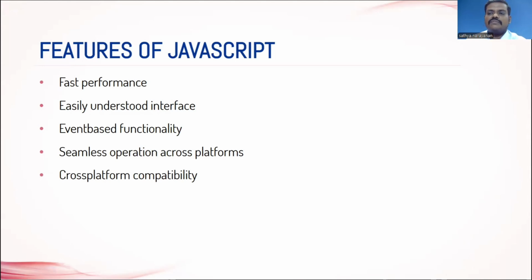Examples of client-side processing are form validations, such as checking empty fields, showing alert messages, calculations such as total and average, drop-down menu actions, and changing page content dynamically. In client-side processing, JavaScript is very important.